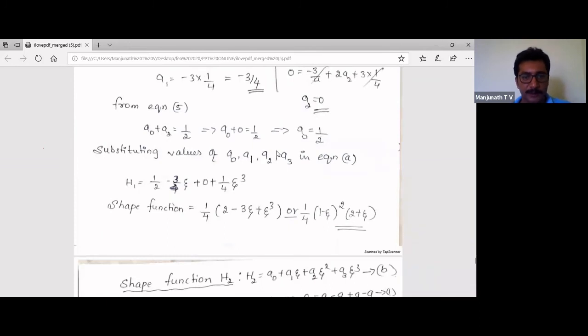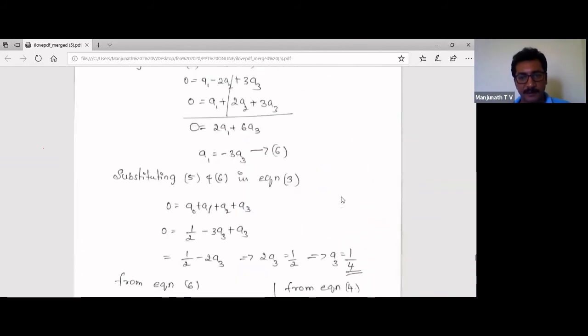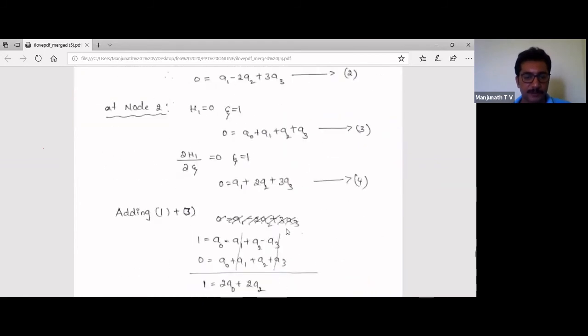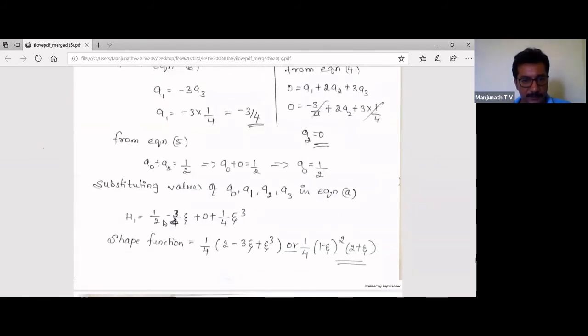Now after obtaining all these a0, a1, a2, a3 values, substitute them in equation number A, this polynomial equation: a0 is 1 by 2, a1 is minus 3 by 4, a2 is 0, a3 is 1 by 4. If you substitute all these values, you are going to get the equation like this. So take 1 by 4 as a common factor here.